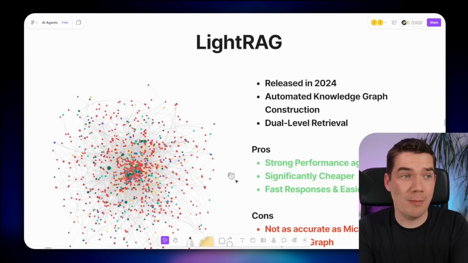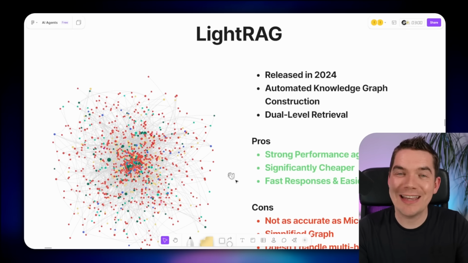A variation on Microsoft's GraphRAG is LightRAG. This was released late last year, and also features automated knowledge graph construction. So you just ingest your documents, it processes them, and builds out the graph. A key aspect of LightRAG is they don't have these clusters or community summaries. Instead, they use dual-level retrieval, which I'll talk about in a minute.